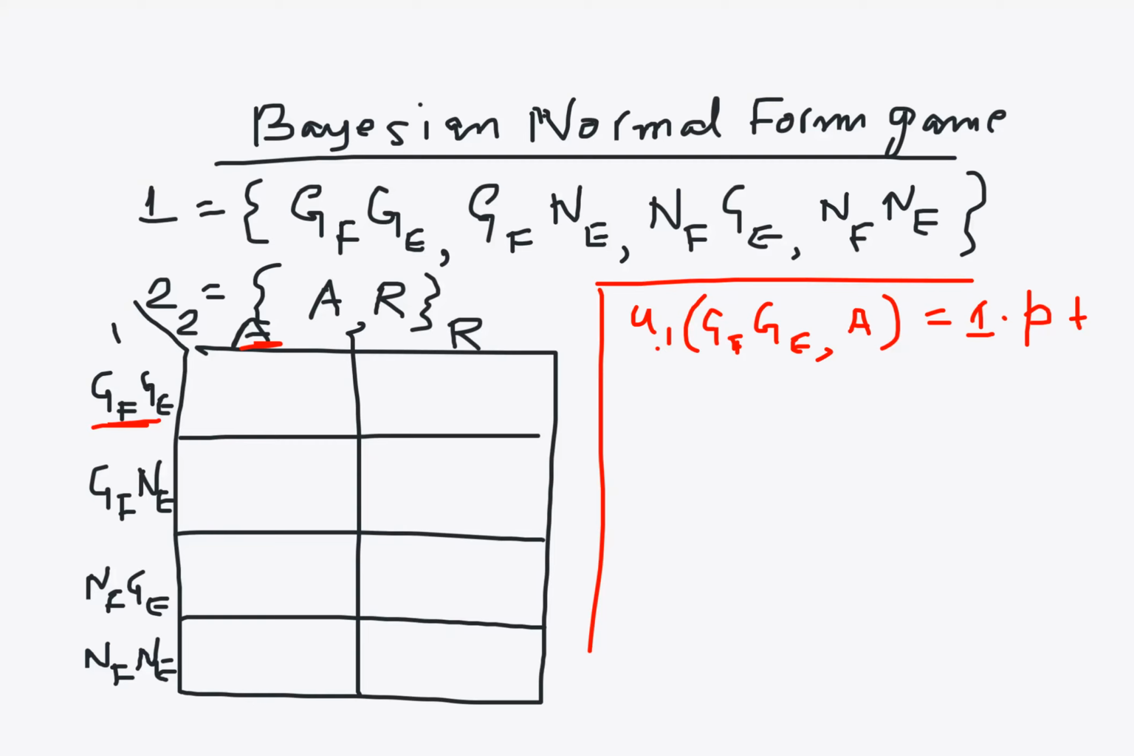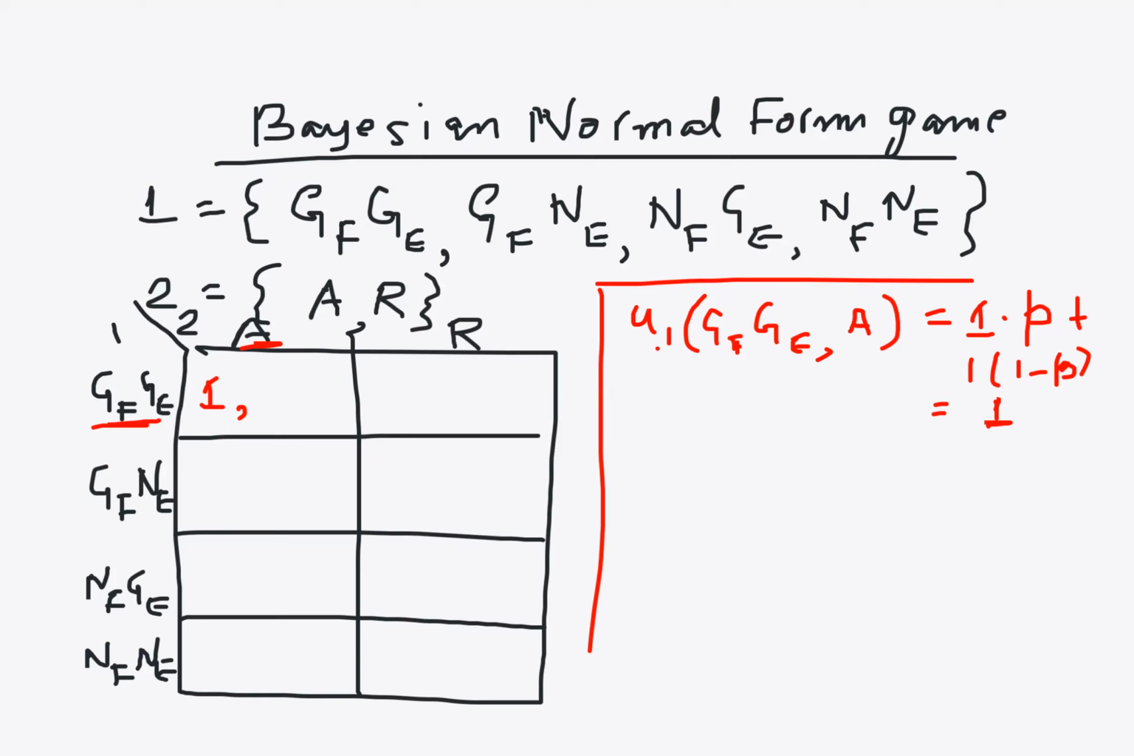The probability of player 1 being an enemy type is 1 minus P. So player 1 gets 1 when player 2 accepts the gift, with probability 1 minus P. So 1 times P is P, plus 1 minus P. So P gets canceled out, and this will be equal to 1. So player 1 is going to get 1. That's the payoff of player 1.